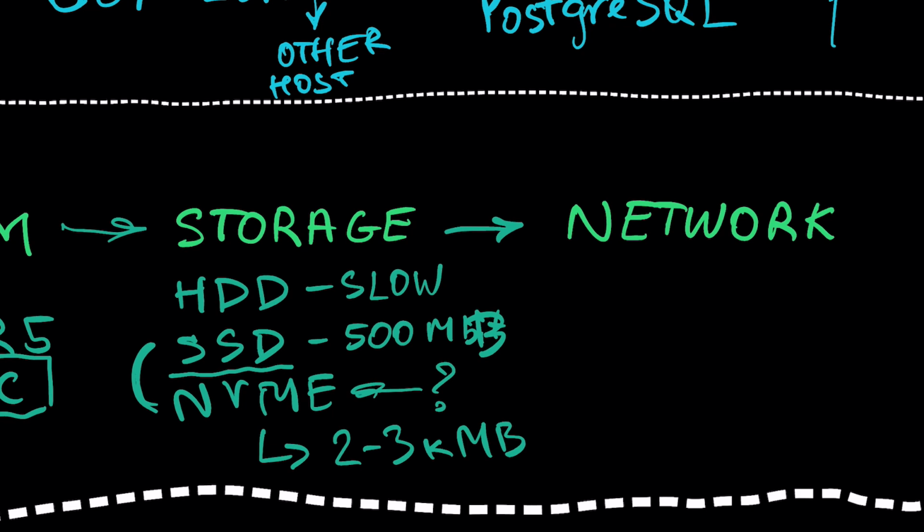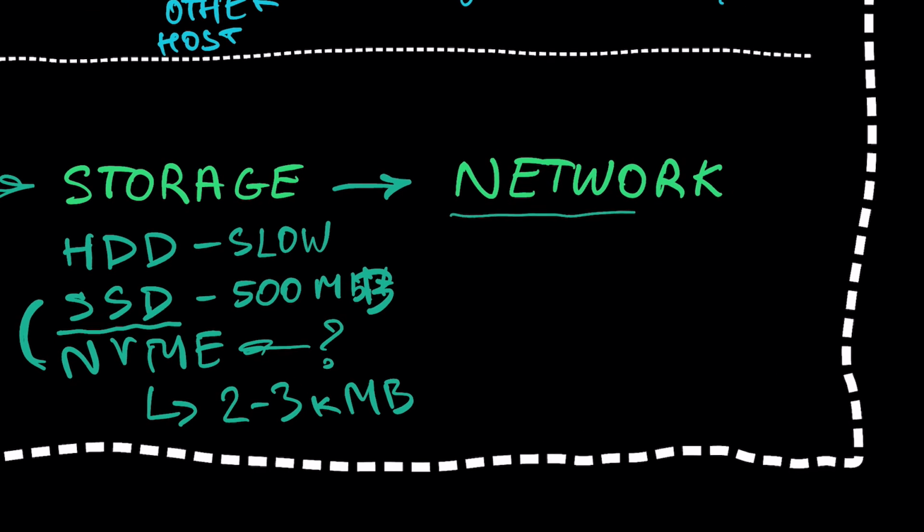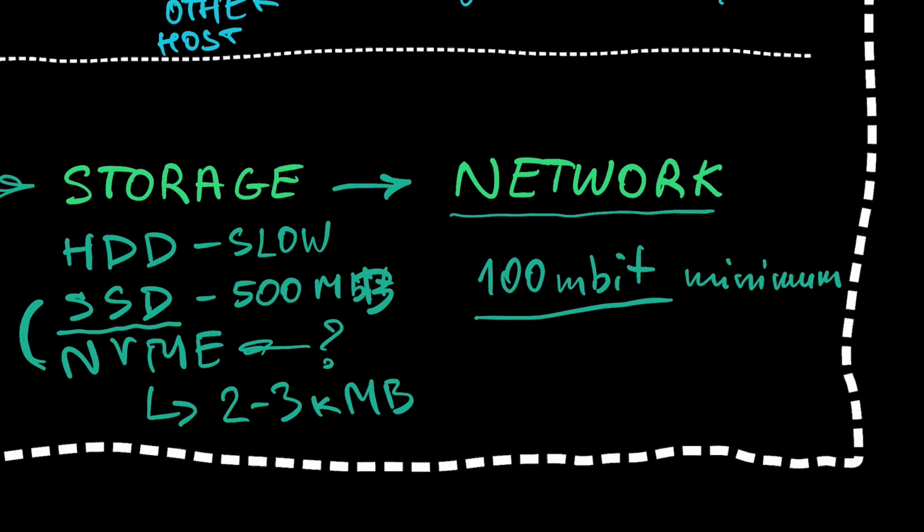And then we come to the last one, network. The fastest you can get, the better it is. Yes. Let's say anything more than 100 megabit is okay. That's the minimum. Modern servers are usually 1 gigabit, and that's good. It's much more difficult to get anything faster than 1 gigabit.